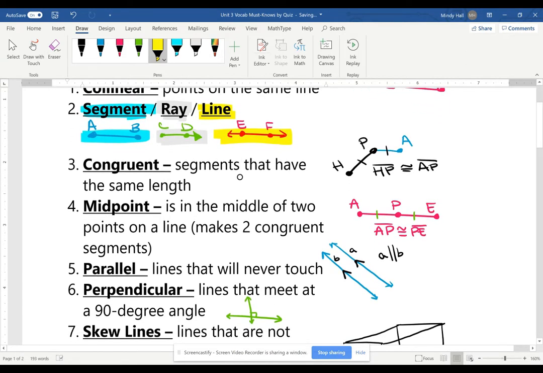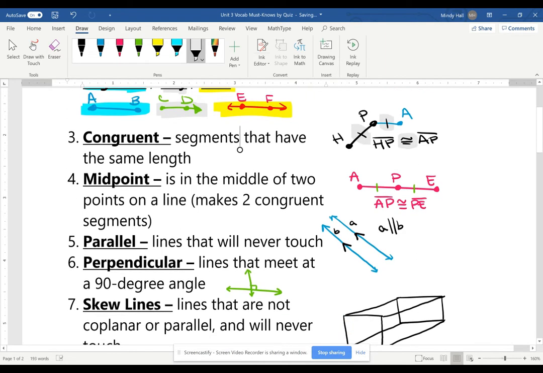So then with congruent, we have that segments really have the same length. So if we looked at the picture with these little tick marks that you see on the segments, you would just write HP is congruent to AP. For midpoint, it just tells you that it is in the middle of 2 points on a line, and it makes 2 congruent segments. So if we had APE, it would split AP so that it was congruent to PE. And again, we show that with that congruent symbol.